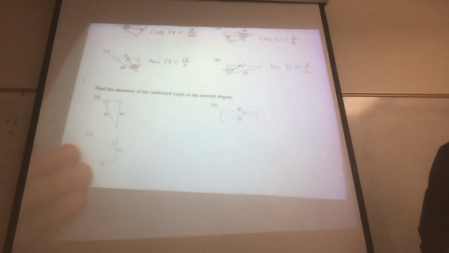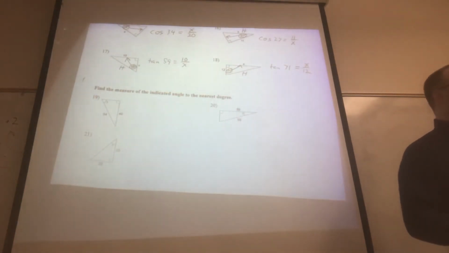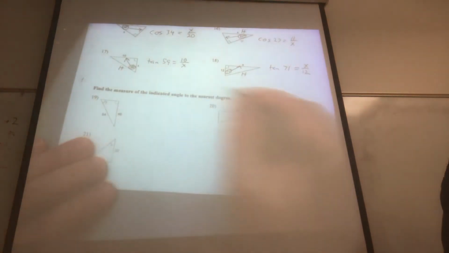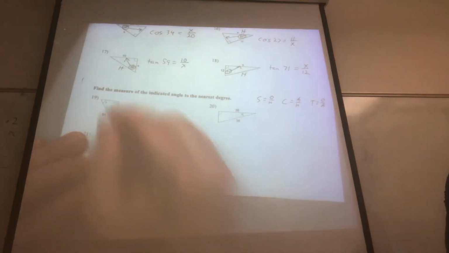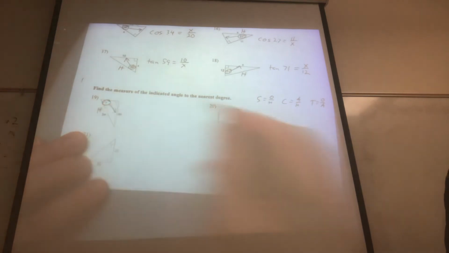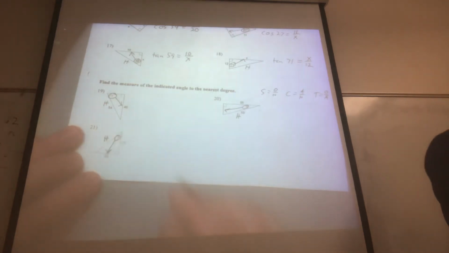On numbers 19, 20, and 21, don't get confused because it looks like a different section. We're still doing the trig functions. It's still sine is opposite over hypotenuse, cosine is adjacent over hypotenuse, tangent is opposite over adjacent. I circle, I look for the opposite side, I label my hypotenuse.